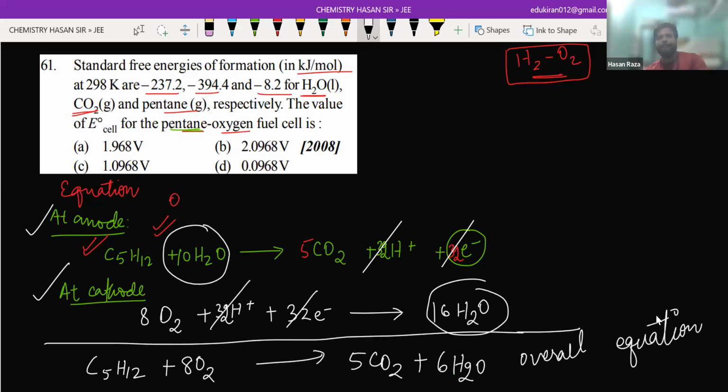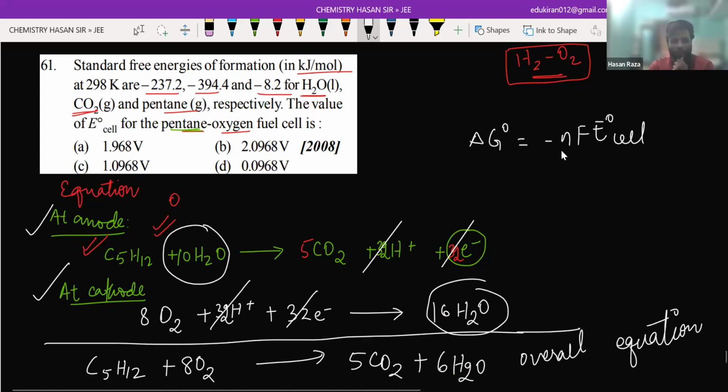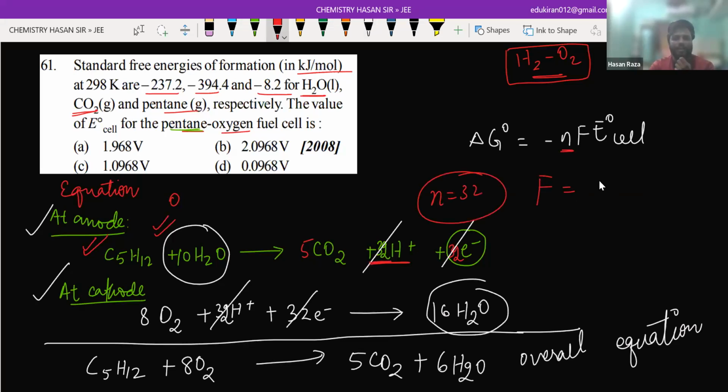Yes. Now, you need to calculate E naught cell, and there is a formula for E naught cell, that is delta G naught is equal to minus NF E naught cell. Now why I'm doing this: N is what, there is loss or gain of 32 electrons, so N will be 32, and we already know the value of F, that is 96,500 coulomb. And we need to calculate E naught cell. So we also need this delta G naught.